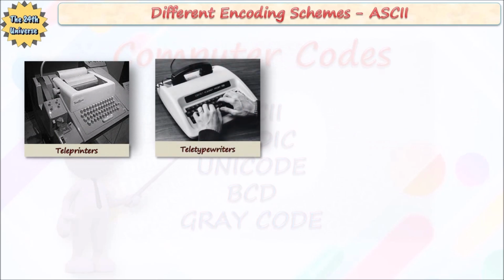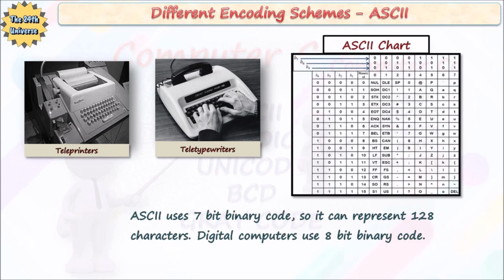ASCII was originally developed for teleprinters or teletypewriters. ASCII uses a 7-bit binary code, so it can represent 128 characters. Digital computers used 8-bit binary code. Since it can represent only 128 characters, other characters such as the cent sign could not be represented in ASCII. A cent is, as you know, a monetary unit of many national currencies that equals one hundredth of the basic monetary unit.